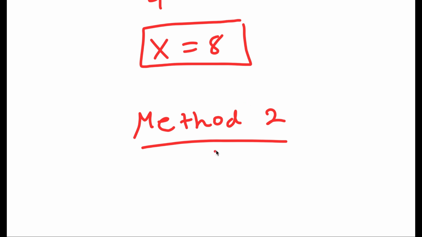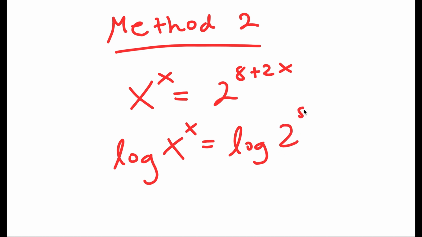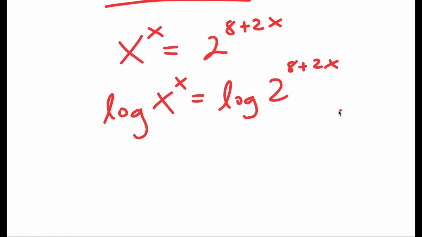So for this method, what I'm going to be using is logarithms. And logarithms are very useful for solving exponential equations. So I'm going to write down my equation here. And this time, I'm going to take the log on both sides. So I have log of x to the power of x is equal to log of 2 to the power of 8 plus 2x.